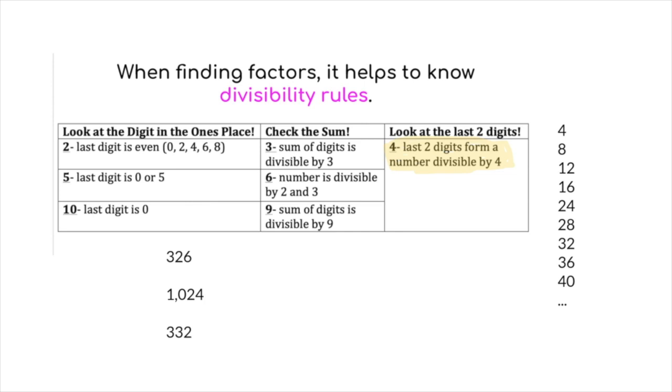The first number is 326. If we look at the last 2 numbers, that would be 26. And I wrote my 4s on the side, and when you look at your 4 facts, you don't see 26. So 326 is not divisible by 4. But if we take a look at the next example, 1024, the last 2 digits are 24, and 24 is a 4 fact. So 1024 is divisible by 4. And the last number ends in 32, which is also a 4 fact. So 332 is divisible by 4.